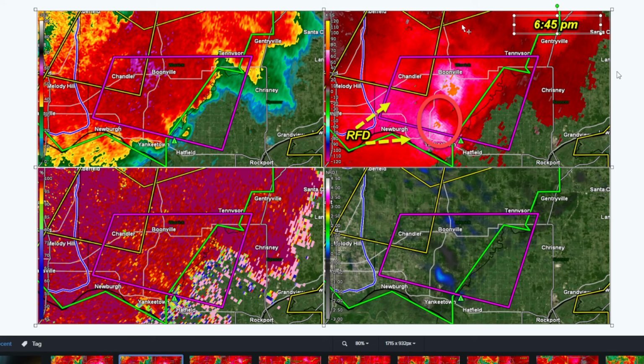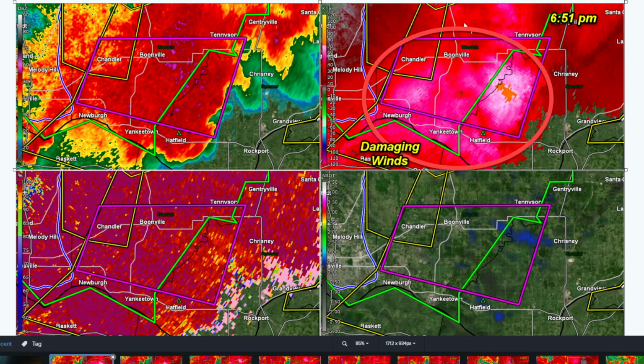So that's why we had the continuous wind here in Newburgh after the tornado passed by. And then finally at 651, pretty much a full damaging wind event here from Newburgh all the way back to just to the west of Crisney, Santa Claus, Hatfield area. That's where we had some damaging winds, almost up to 80 miles an hour where these oranges are at as well. So we'll go back here and we'll take a look at the radar from that night.